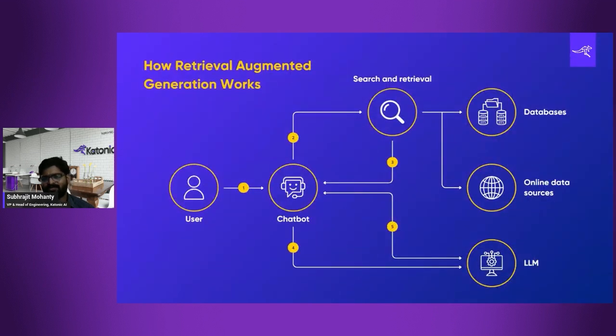Now let's deep dive into the mechanics of how RAG actually works. This diagram illustrates the process step by step. It all starts with the user. When a user inputs a question or a request, it kickstarts the RAG system. The user's input is received by the chatbot, which acts as an interface between the user and the underlying AI system. Here is where RAG differs from a traditional chatbot.